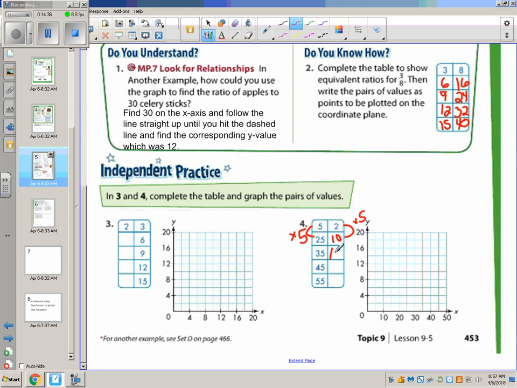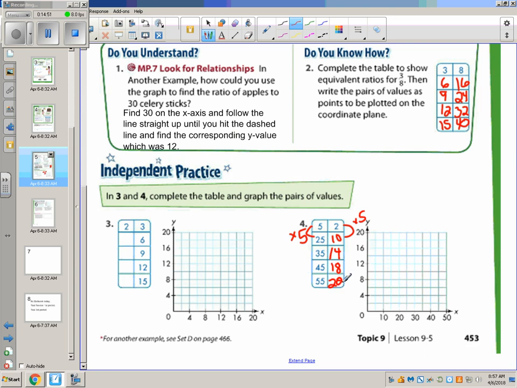So they're going by odd numbers here. They're going 5, 7, 9, 11. So 2 times 9 would be 18. And 2 times 11 would be 22. So you always want to check.